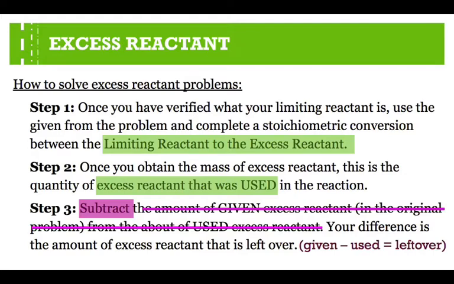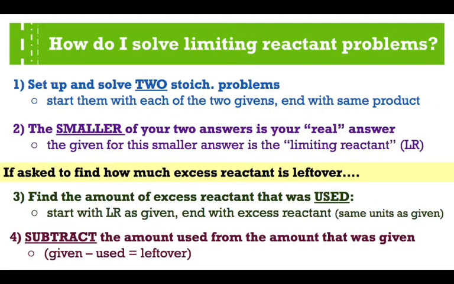So we always have the given amount of that excess reactant. It's in the problem. You just need to calculate that amount used using one more Stoich problem, and then you can do the subtraction to find the leftover, or the remaining excess reactant. So that should be good enough, but if you want those steps that I gave you, I do think it's a little bit simpler, but to each their own. You choose. Let me know what I can do to help you.